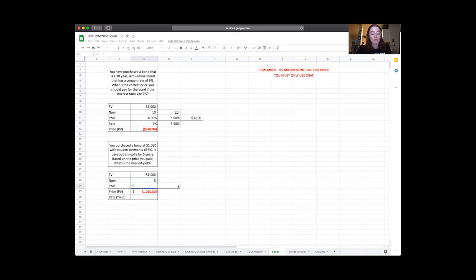So for this one, you're just taking your 8%, because you don't have to make any adjustments since it's annual, and you multiply that by your $1,000. So it's $80 in payments each year. And then you're given a present value of $1,050. So that's what you paid today. And if you were to buy that today, you want to know what your yield would be. So your yield is your rate.